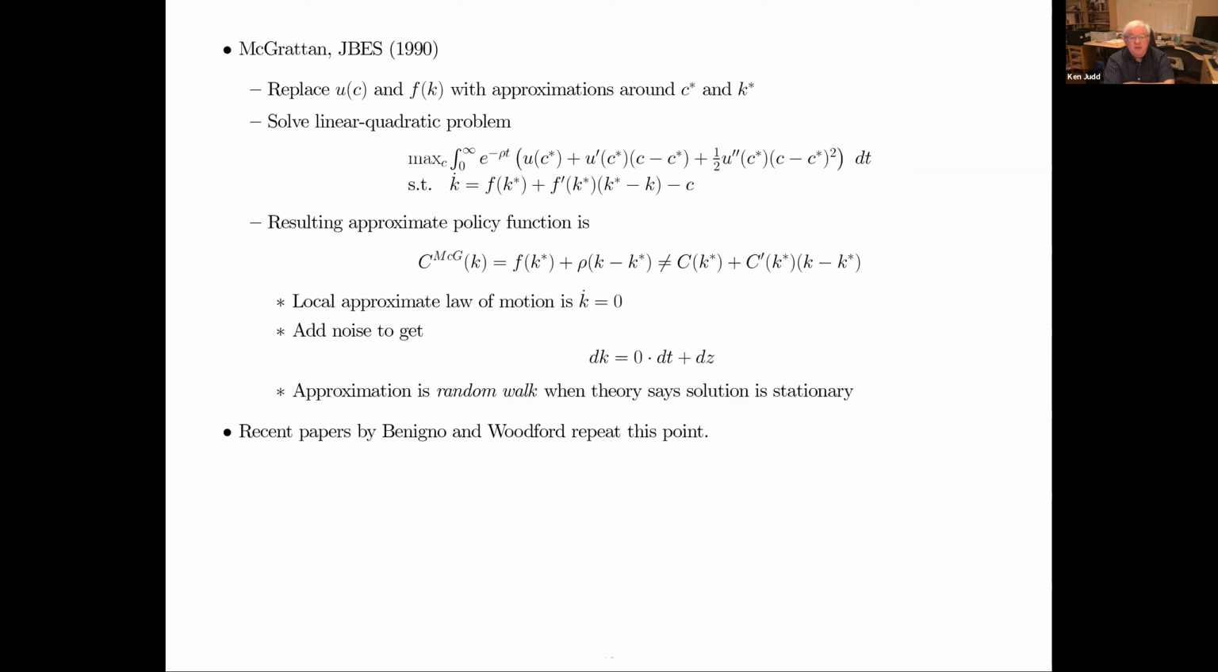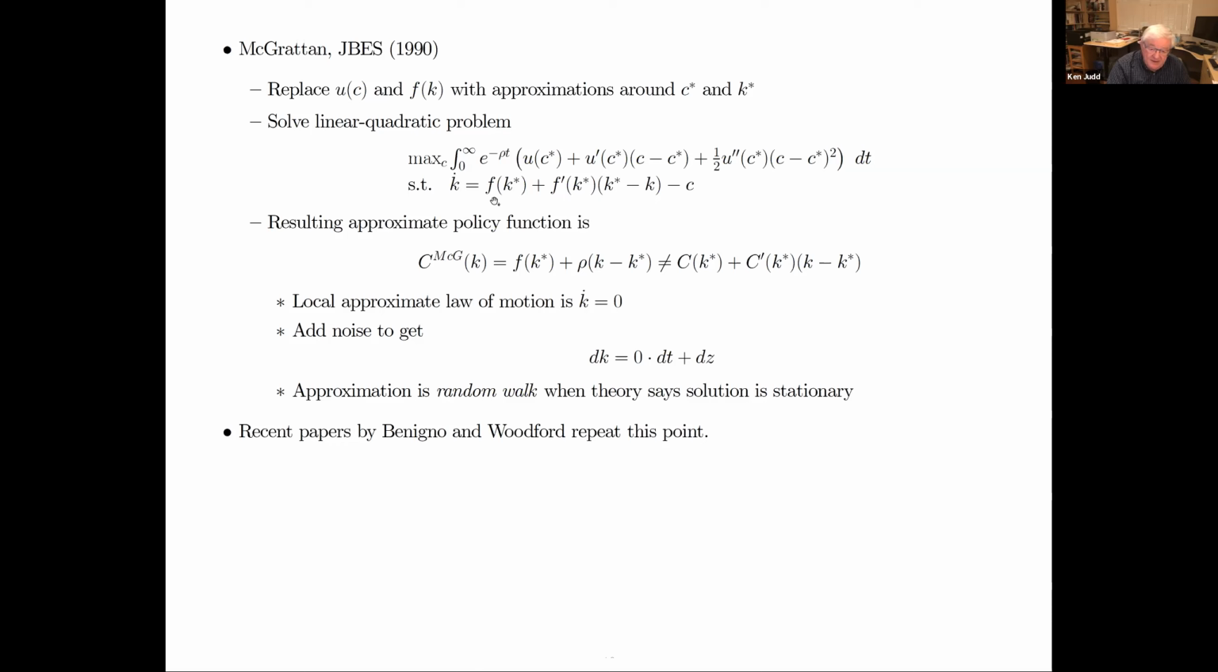Now, there's a paper by Ellen McGrattan in 1990 where she defines the linearization approach. What she does is take the utility function and replace it with a quadratic approximation around the steady state. So C star is a steady state. You take the utility function, replace that with a quadratic.